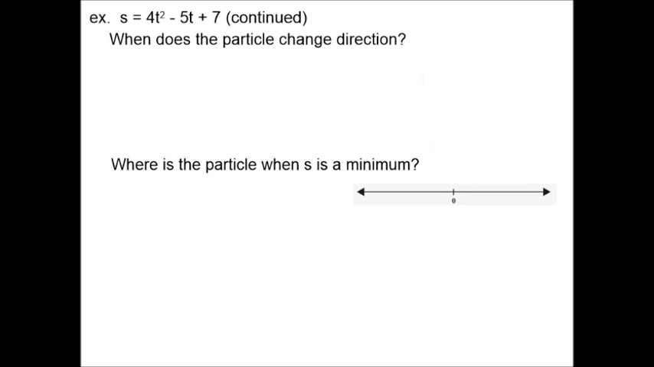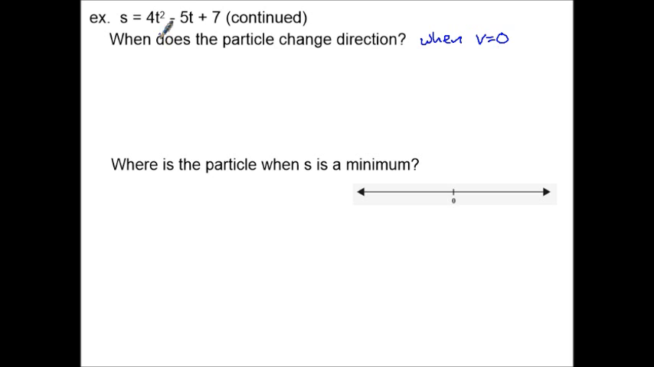Alrighty, continuing our analysis of this particular situation. When does the particle change direction? If I'm changing direction, I'm going to consider velocity, because velocity gives me both direction and magnitude, or speed, if you will. My velocity at some point might be negative, and later on it might be positive, or vice versa. And if I'm going from negative to positive, I have to go through 0. So when does the particle change direction? That's going to happen when v equals 0.